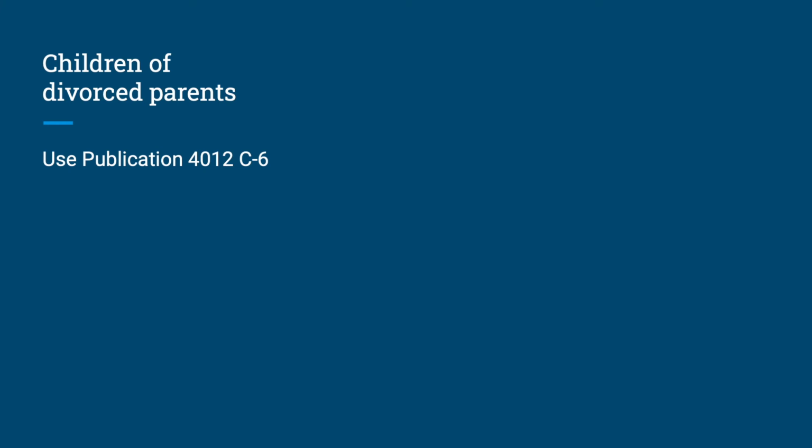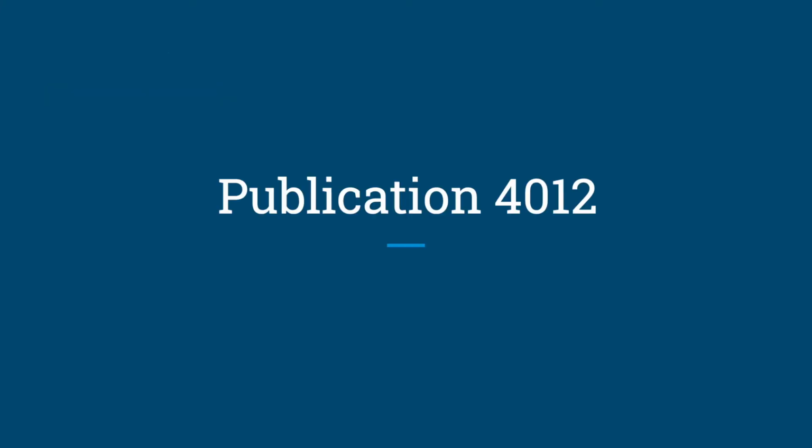And for a child of divorced parents, we're going to use Publication 4012. C6 is going to be the page for that, and we'll walk through that as we move on to the Publication 4012 walkthrough. And we are going to go ahead and do that walkthrough now.